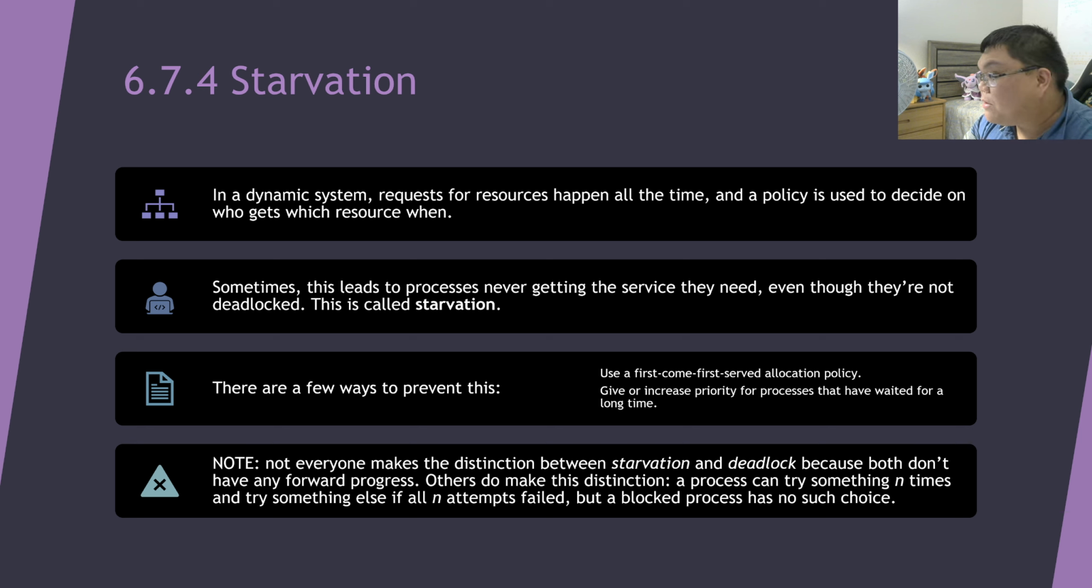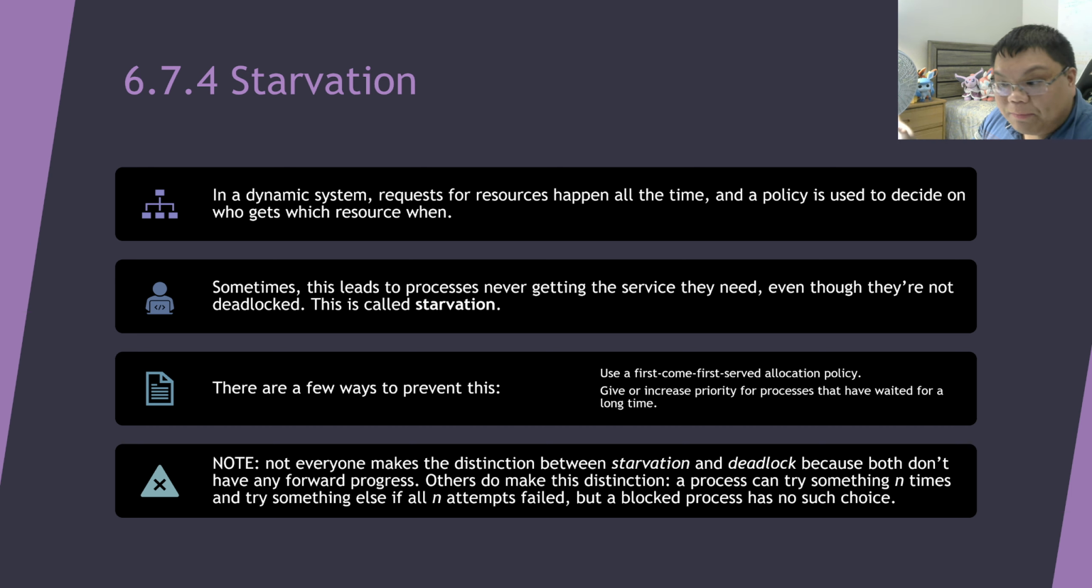And there are a few ways to prevent starvation. One is to use a first come first serve allocation policy, or to give or increase priority for processes that have waited a long time. Have you ever been on a wait list for a class and got a notification that says your priority on the wait list has increased? That is a starvation prevention technique, where over time you increase the priority of a process so that eventually its priority will be so high it gets the resource next.